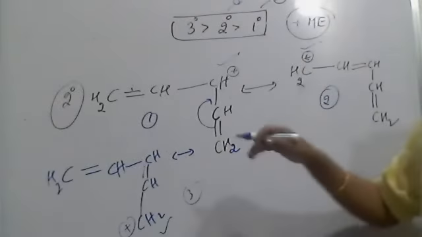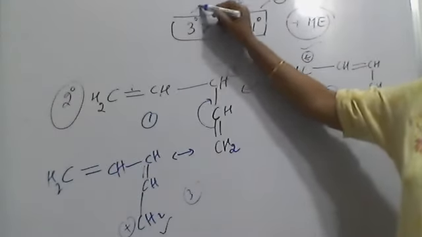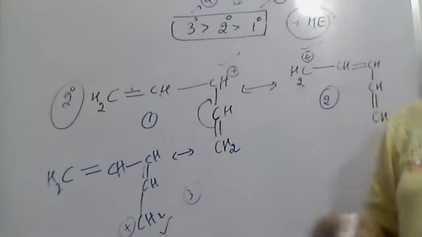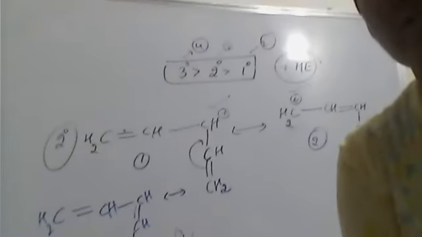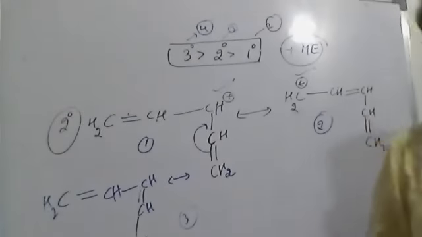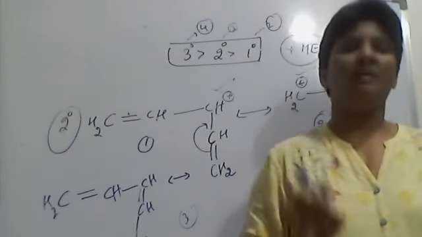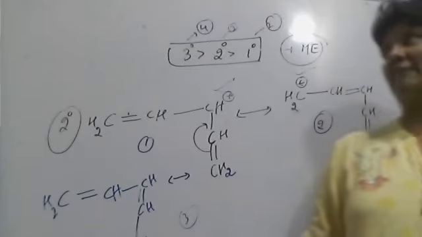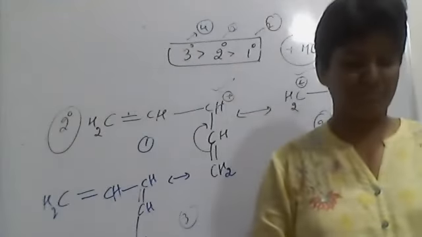So, in the same way, in tertiary, what happens? The charge is shared by 4 carbons. Therefore, 4 more resonance structures. So, thus, it is the stability factor due to plus M effect. Allyl carbocations have the order tertiary more than secondary, secondary more than primary.